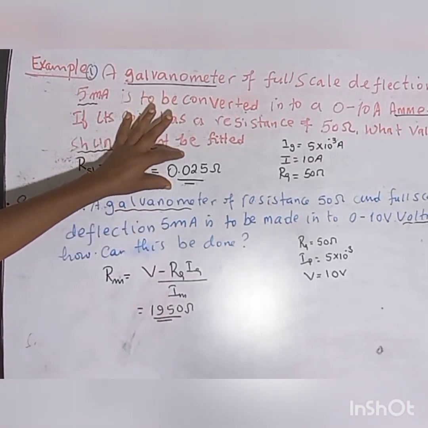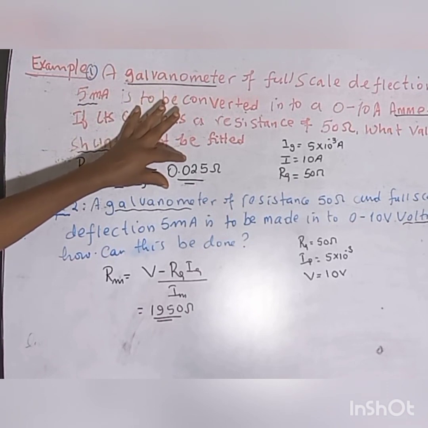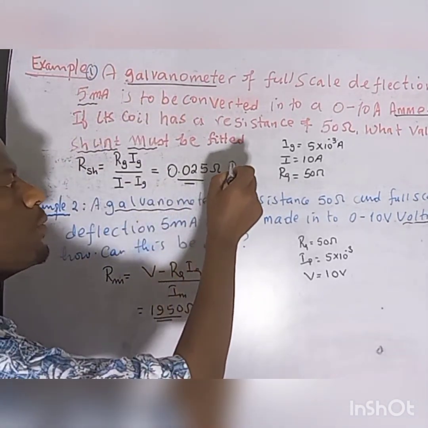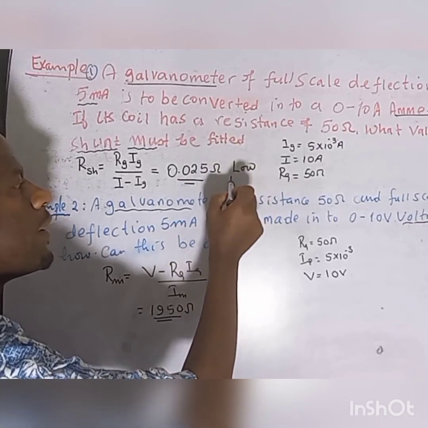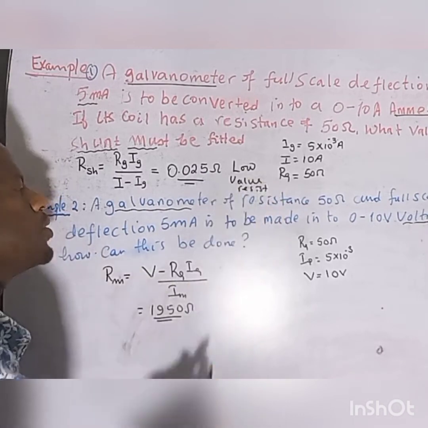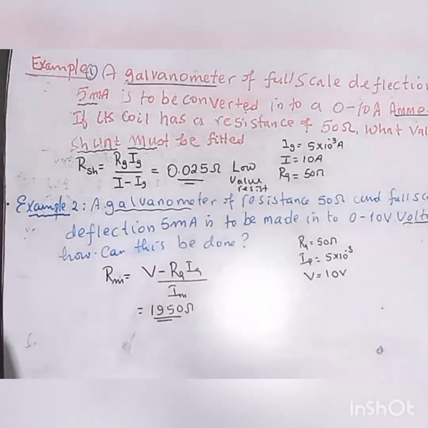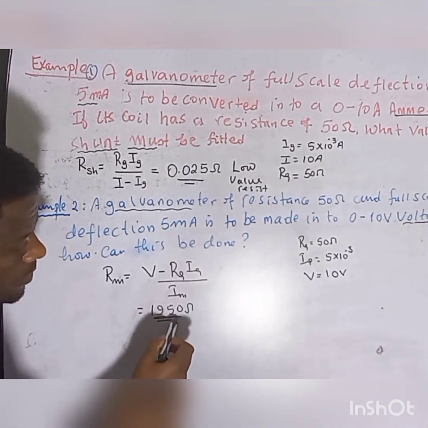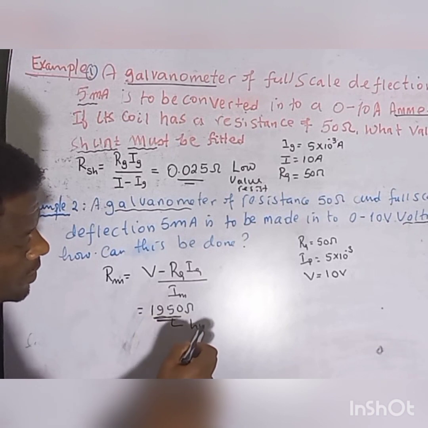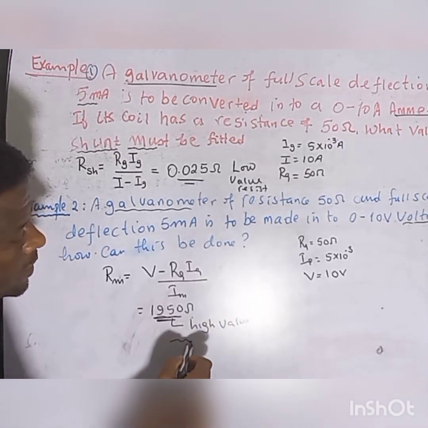From this result, as an ammeter, we use a shunt resistor, which is a low value resistance. And to use a galvanometer as a voltmeter, we use a multiplier, which is a high value resistance, 1950 ohm, high value.